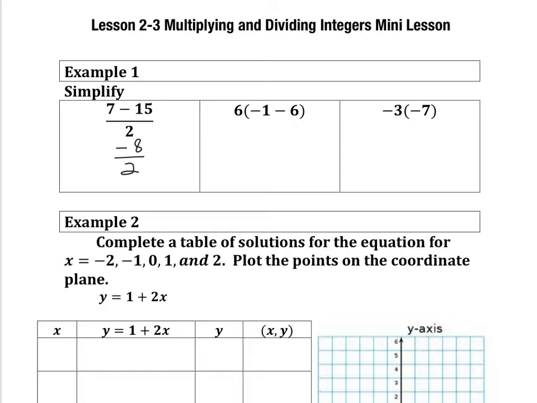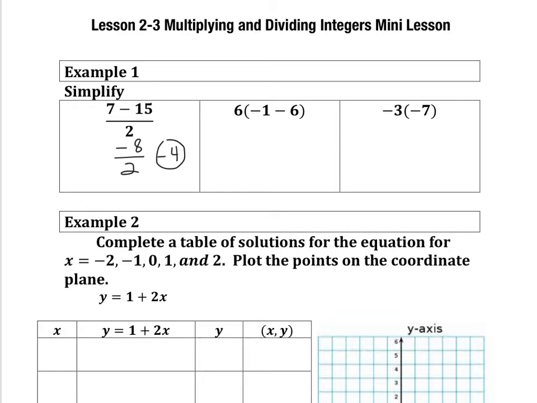Negative 8 divided by 2. If I have a negative divided by a positive, it's going to be negative. So if I have one negative sign when I'm multiplying and dividing, it continues to be negative, or an odd number of negative signs. If there are two negative signs, it goes back to being positive, or an even number of negative signs, only when you're multiplying and dividing integers.